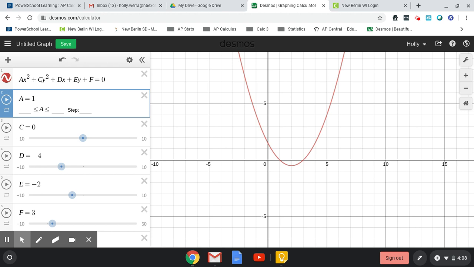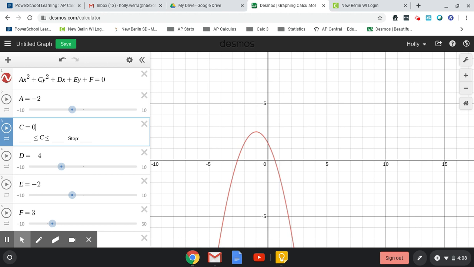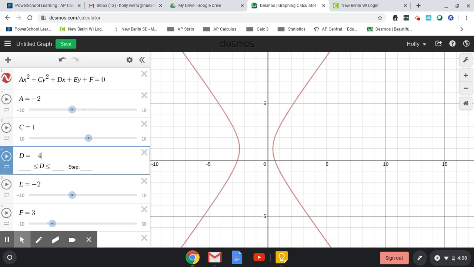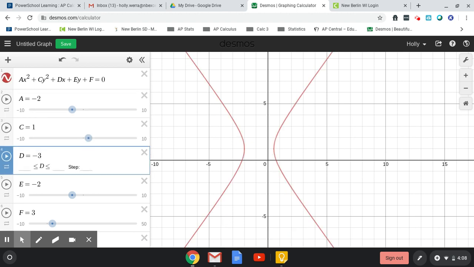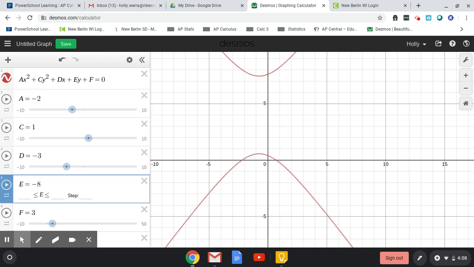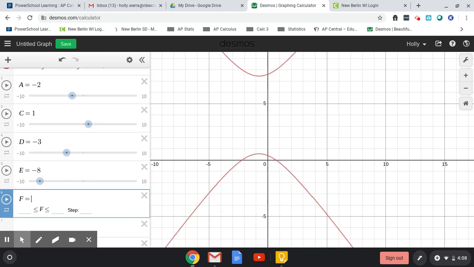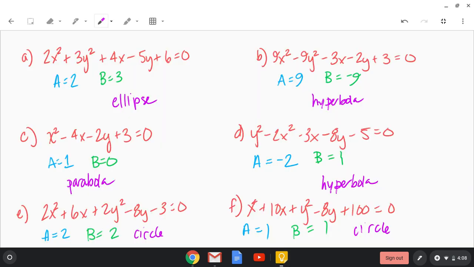Next we have D, and we have negative 2x squared, 1y squared, negative 3x, negative 8y, and F would be negative 5. And again, I hope I didn't lose you. We're just graphing the same ones that we answered over here. Okay, so we're on D right now.